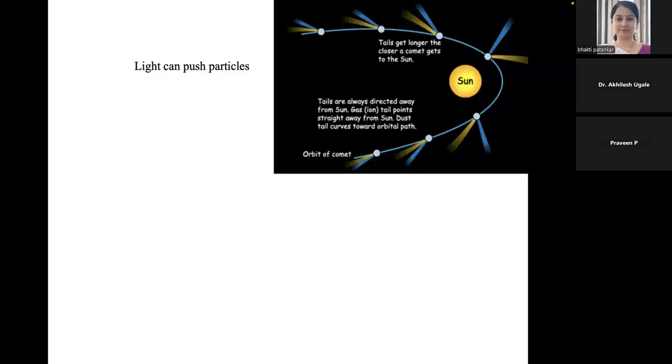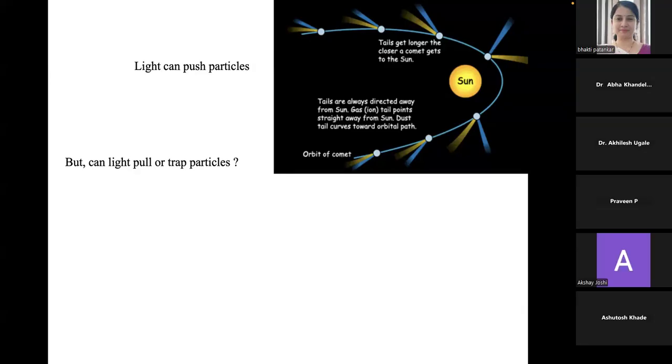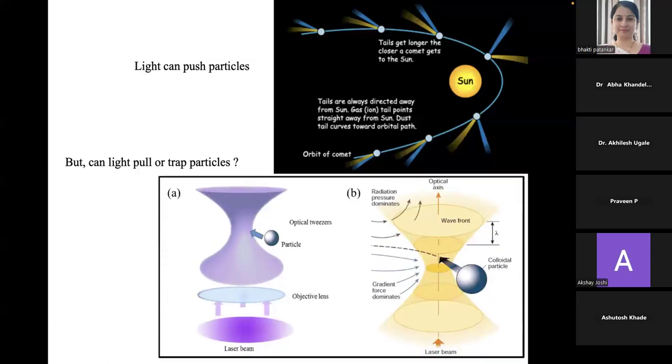Correct. So then we ask the following question. We know that light can push particles. We have just seen that. Therefore, can light also pull particles, or can light trap particles? If we ask this question, we end up with the optical tweezer.